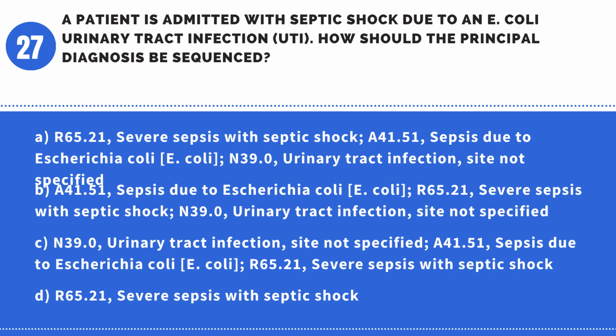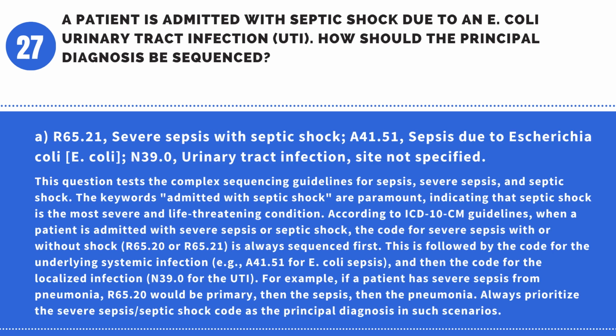D. R65.21, severe sepsis with septic shock. Answer A. R65.21, severe sepsis with septic shock, A41.51, sepsis due to Escherichia coli, and N39.0, urinary tract infection, site not specified.